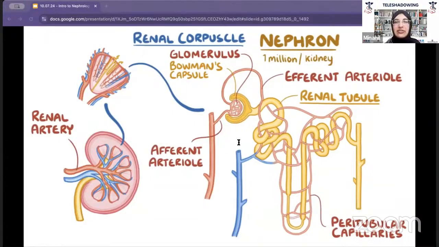So let's zoom into the nephron, right? The kidney's basic functional unit. Again, this is like the 4th or 5th time I'm saying it for a reason. It's very important to remember.